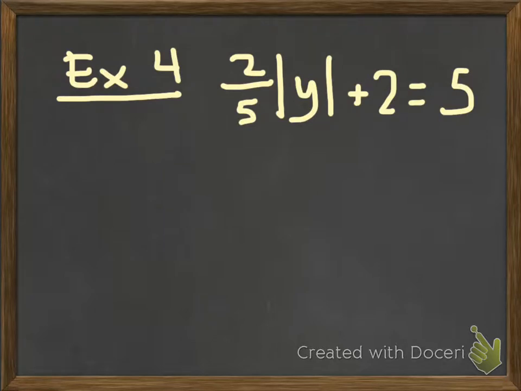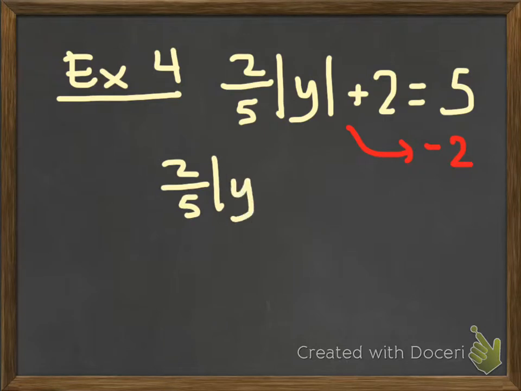Alright, the last example is 2/5 the absolute value of y plus 2 equals 5. So we're going to solve it like a regular problem. We're going to bring the +2 over, and that's -2 on the other side. So now I have 2/5 the absolute value of y equals 5 minus 2 is 3. Okay, then we're going to do fraction busting. So there's a fraction here, and the denominator is 5. So I'm going to multiply both sides by 5.